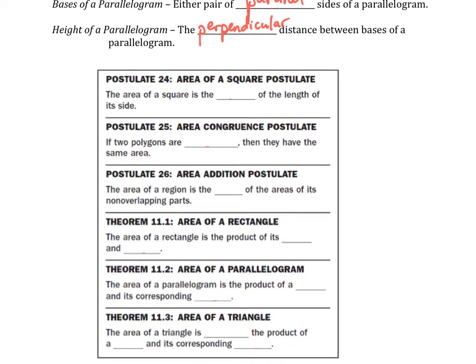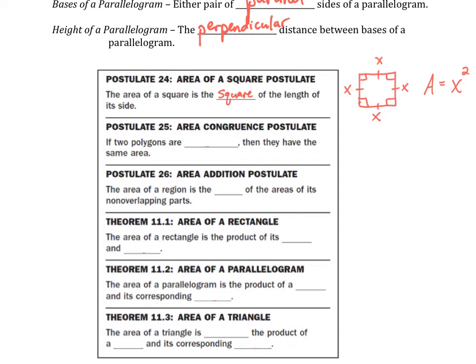So the area of a square is the square of the length of its side. So if we have a picture of a square, just recall a square has 4 right angles and 4 congruent sides. So let's say the sides are all x. So the area of this square is equal to x squared. You take one side length and you square it, and that will give you the area.